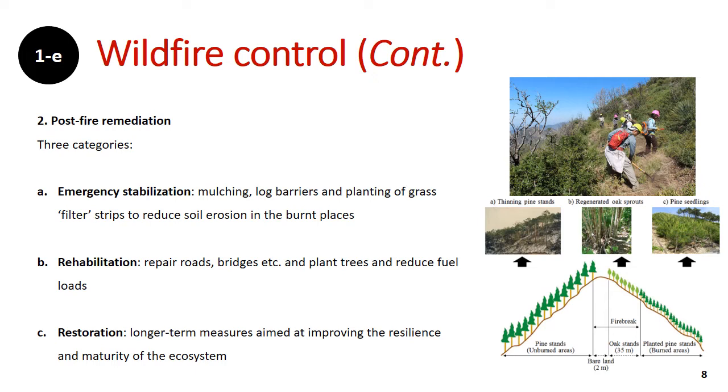And the second one is rehabilitation, and this is, for example, when we talk about the roads, the bridges, and the trees. So you are trying to restore all of these. You are trying to repair these things and fix the damage. Restoration is the third type of post-fire remediation, and this is a long-term measure.